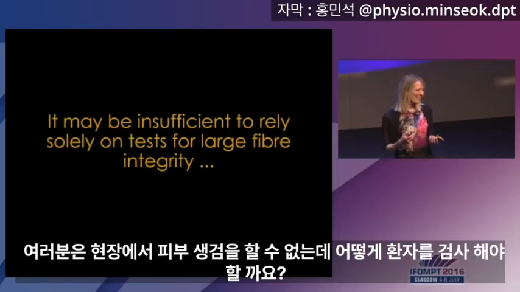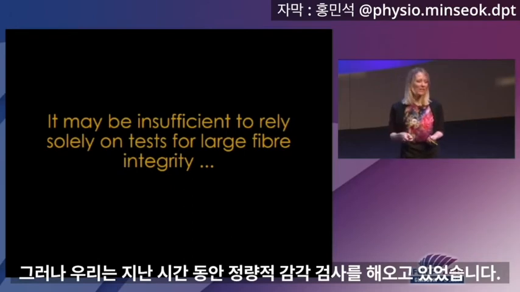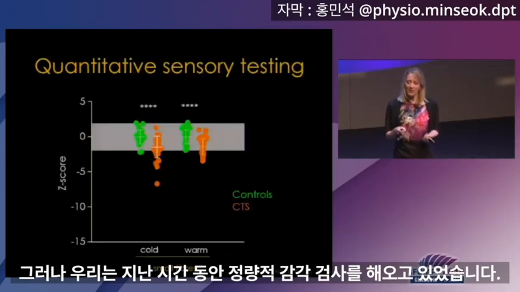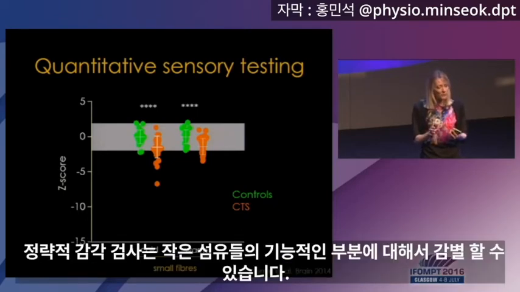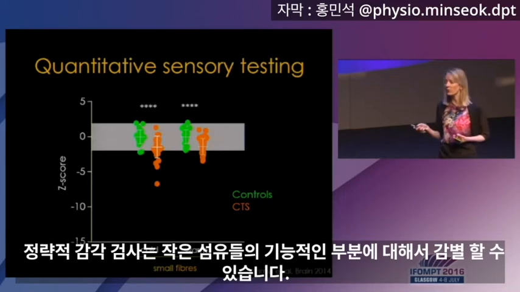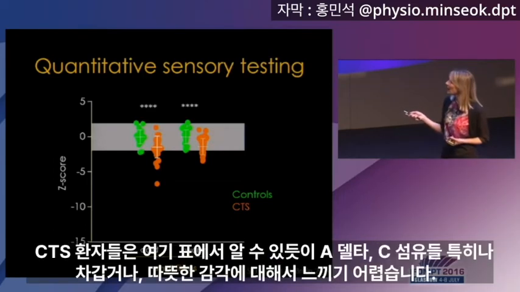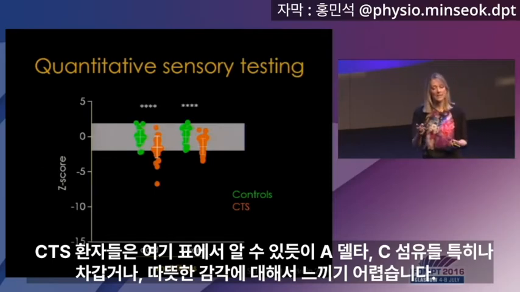And I'm not advocating that you're taking skin biopsies, obviously, but there are other tests that we can do in clinics. And quantitative sensory testing is something that has become quite fashionable over the past decade, and quite commonly it is used in a neurological setting. And we actually confirmed that quantitative sensory testing is able to pick up this loss of small fiber function. As you can see here, patients with carpal tunnel syndrome have significantly more difficulties feeling cold and warm stimuli, which are mediated by A delta and C fibers respectively.